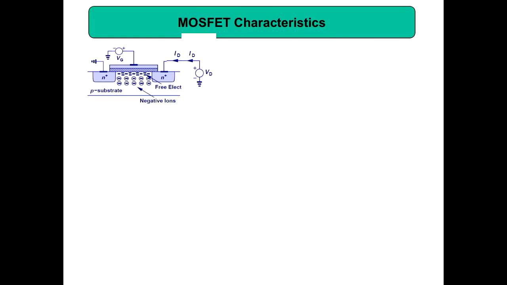Then what we'll do is connect a potential difference between the source and the drain. When you connect it, you can move these electrons. And then this big electron flow is controlled using this gate voltage. So that is the operating principle of MOS.